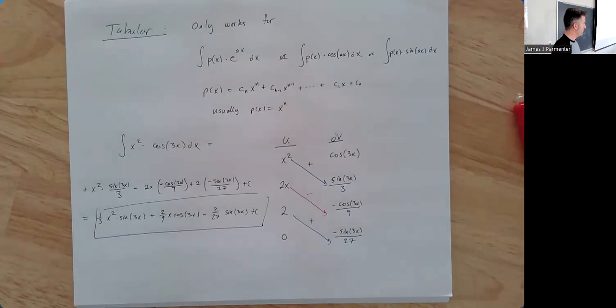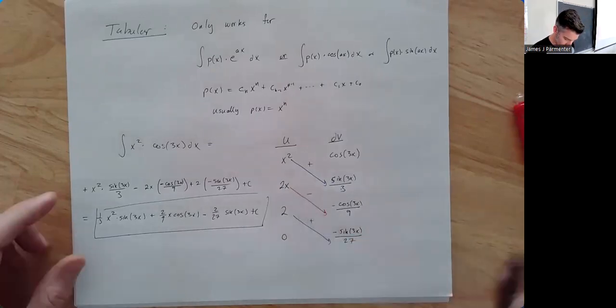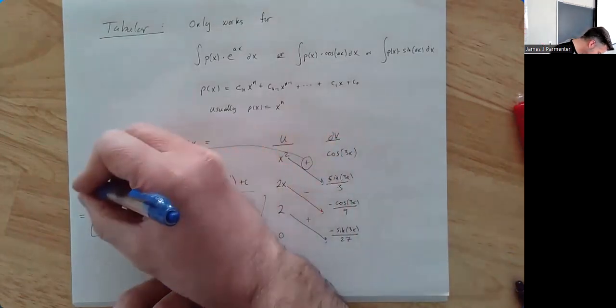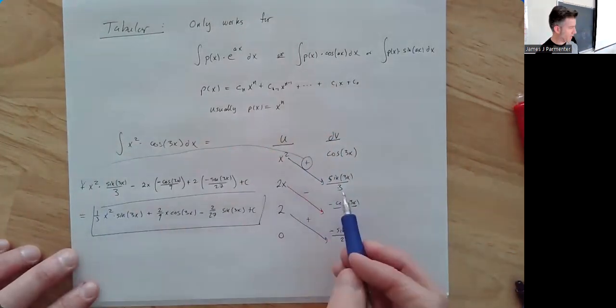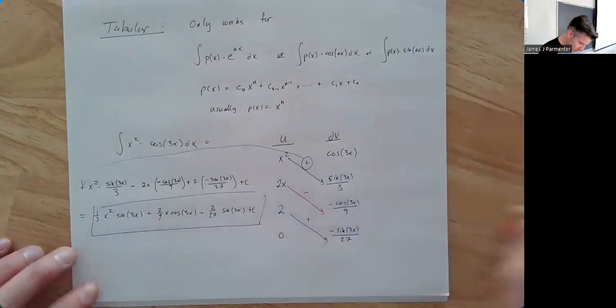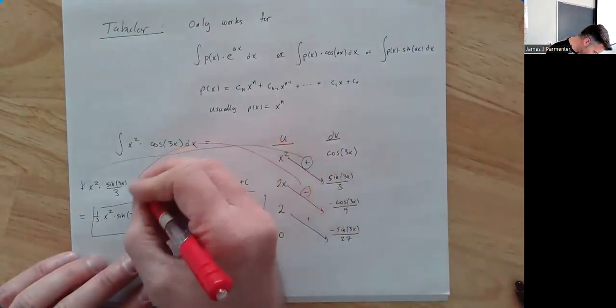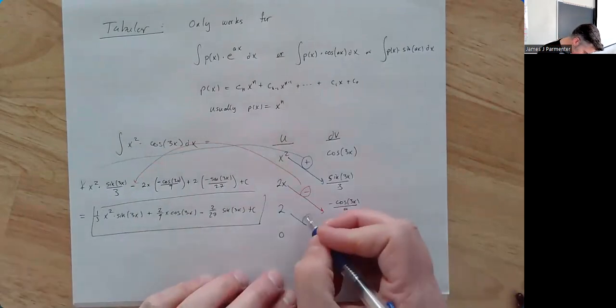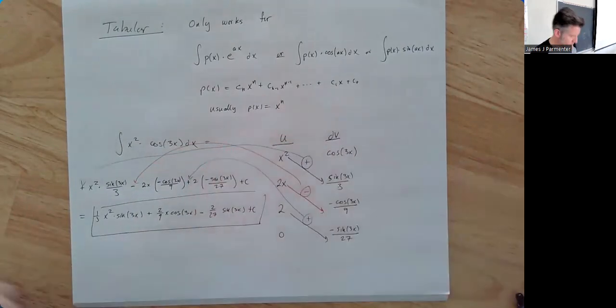And then what you mean by positive, negative, positive, that's the sign that comes after that term, right? No. So it was literally, let me do this here. It was plus x squared times sine of 3x over 3. Oh, okay. And it was minus 2x times negative cosine of 3x over 9. And it was plus, like that. Yeah.